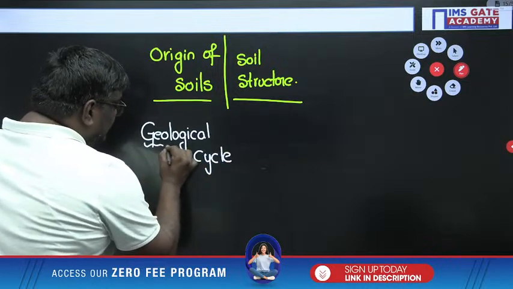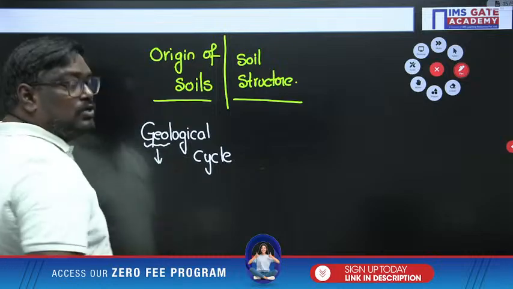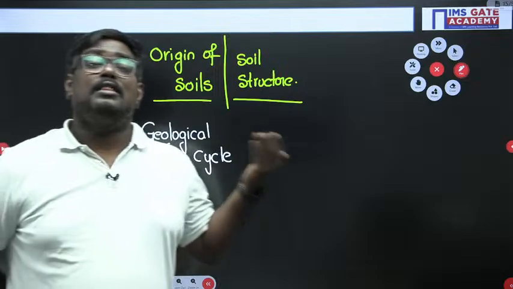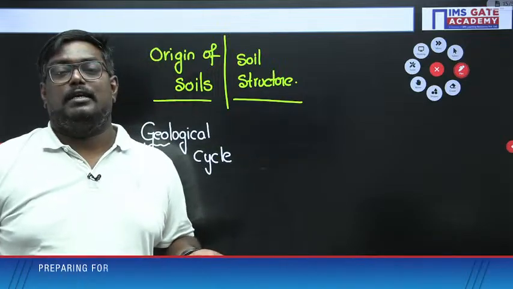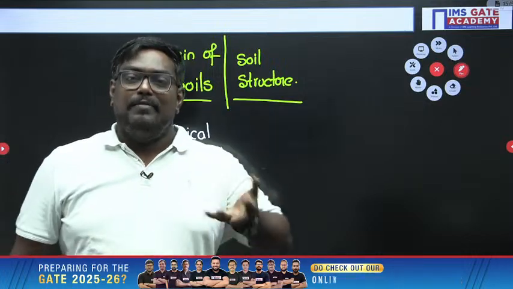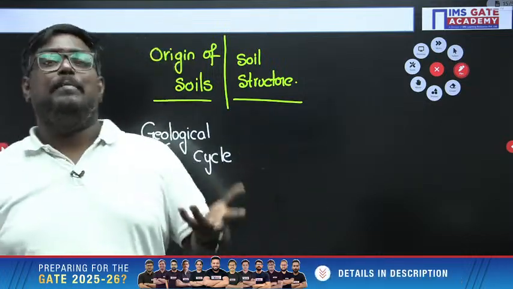In the name itself, geo means what, sir? Earth. So soils are usually formed in the earth, so geological cycle. What are the different stages of geological cycle? One is weathering. What do you mean by weathering? It is nothing but rubbing. In weathering, again, we have physical weathering and chemical weathering.